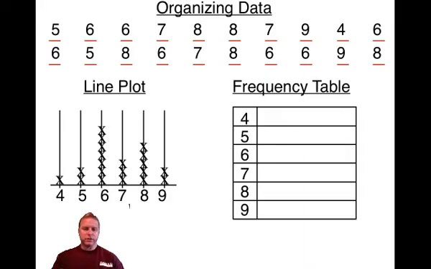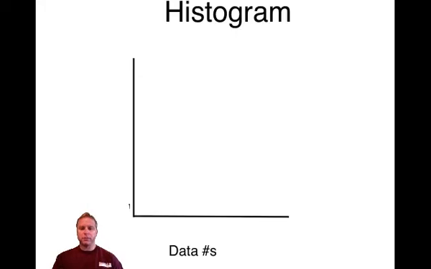So at the end, you have something that looks like that, and you can see the number that occurred the most often was 6, followed by 7, and the number that occurred the least is pretty easy to see, it's 4.